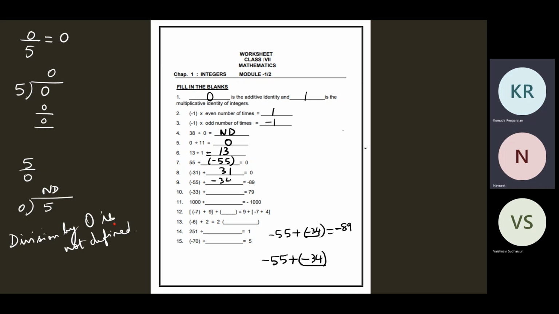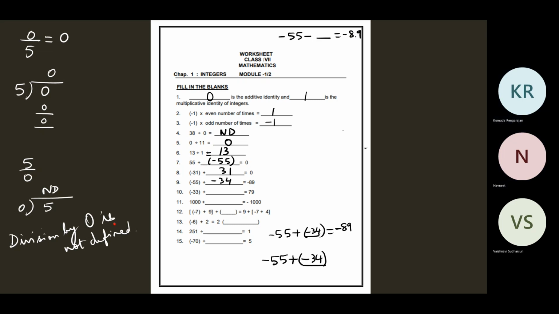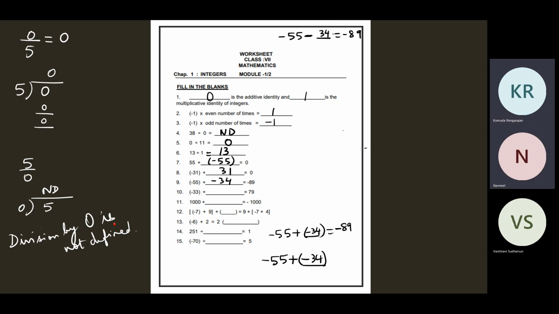Now answer this question. Minus 55 minus what is minus 89? Bracket minus 34. How can you have the same answer for different operations? This is minus now. Oh, okay. Bracket plus 34. Correct. So you don't have to put a bracket because you can just write 34, right? You don't have to write plus 34, correct? So you just write 34.